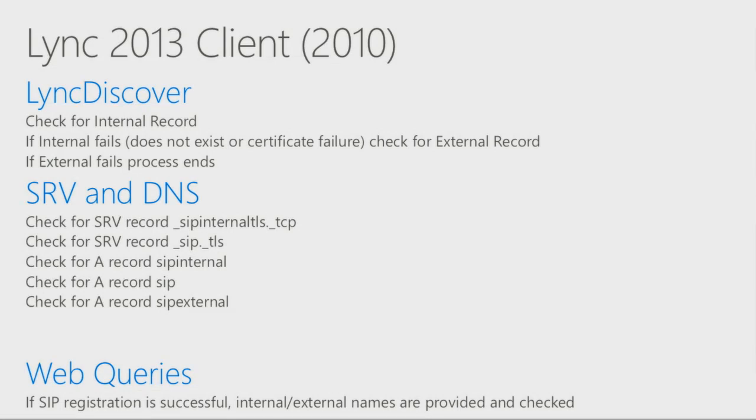It's just the default, let's look for SIP. And then we look for SIP external. Once all of that's done, web queries happen too, and the web queries kind of tell us where we're going, what's going on. And we'll look at a process to actually look at those web queries and see where we're going. So that'll be awesome.